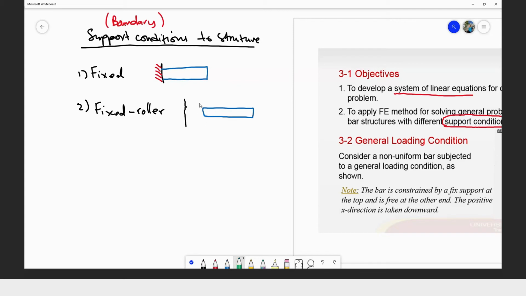And then from the structure, it may be attached to something which will make it fixed. Bila kita punya structure kita ni attach kepada support ni, benda ni dia akan jadi fix lah. Fix maksud dia tak boleh nak move, dia tak boleh nak rotate, kan?